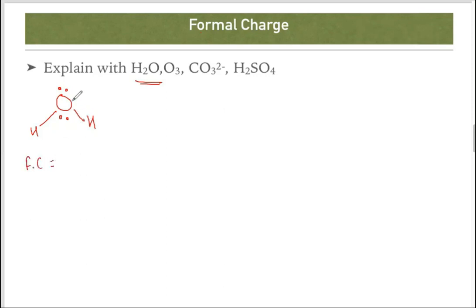So the formal charge can be calculated as FC equals. What is the total valency of this oxygen? That is 6, right? As I already told you, oxygen can be represented as 2, 6. So the total valence electrons is 6, minus the non-bonded electrons: 1, 2, 3, 4, so 4 electrons are non-bonded, minus 1 by 2 of the bonded electrons. This one is 2, this one is 2, so that is 4. So what is the answer? 0. That means no charge on this oxygen.